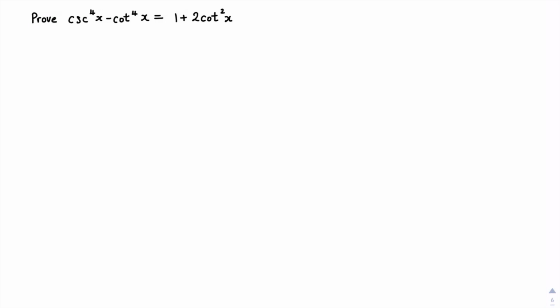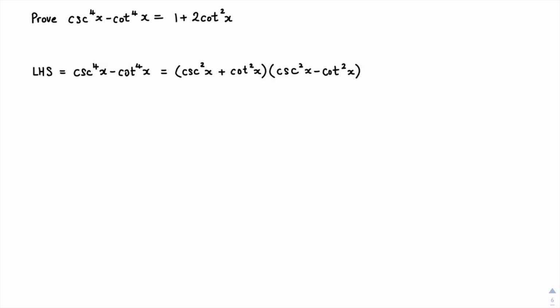In this example, we want to prove that cosecant x to the power 4 minus cotangent x to the power 4 is equal to 1 plus 2 cotangent square x. So the left hand side looks more complicated to me. I'm going to start from the left hand side, and this is like a to the power 4 minus b to the power 4, and we can actually factorize that to get cosecant square x plus cotangent square x bracket times cosecant square x minus cotangent square x.